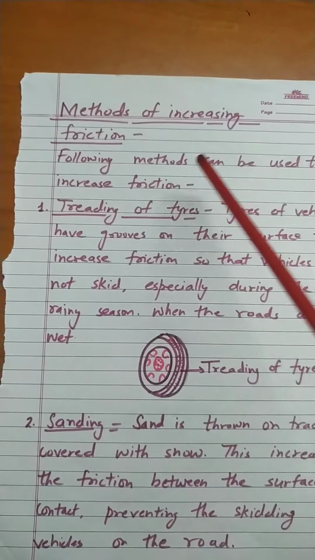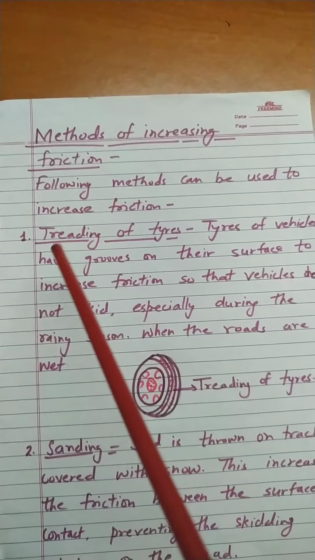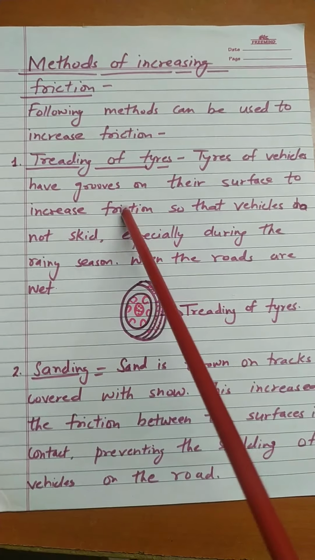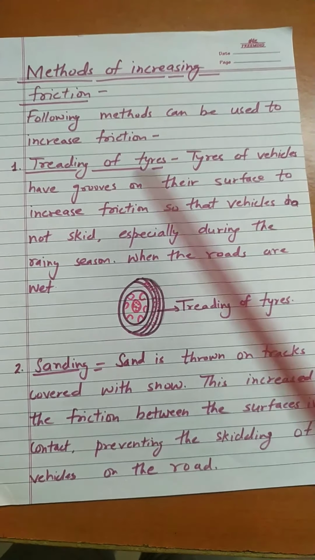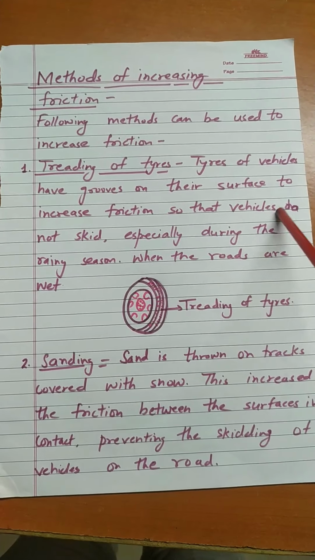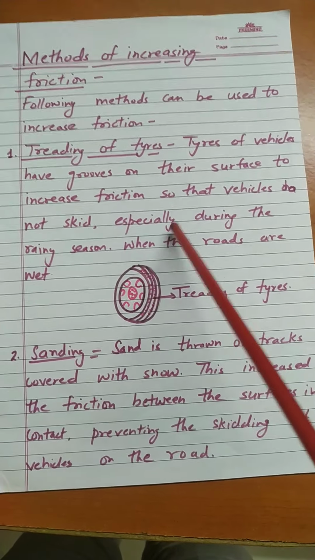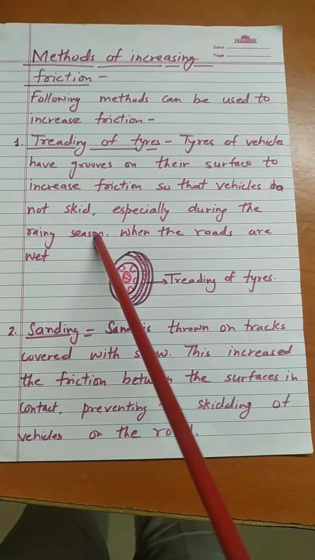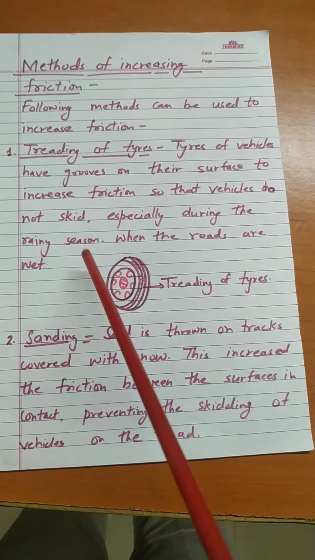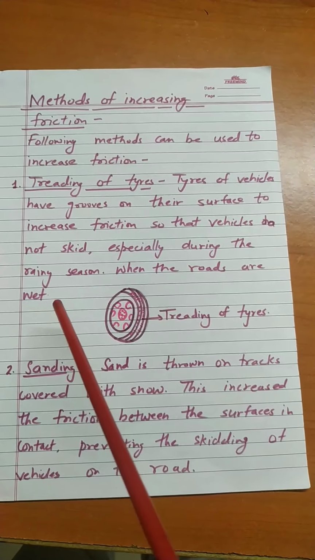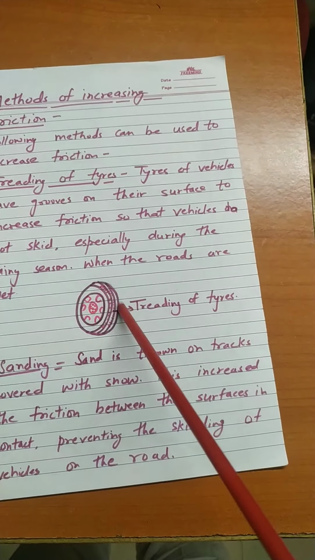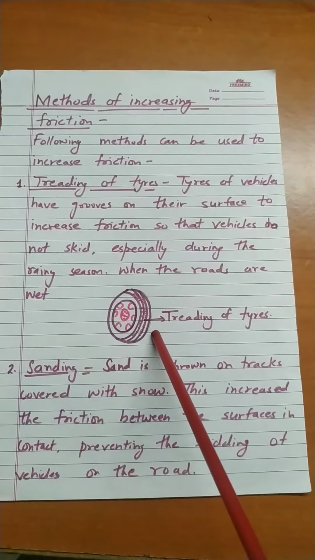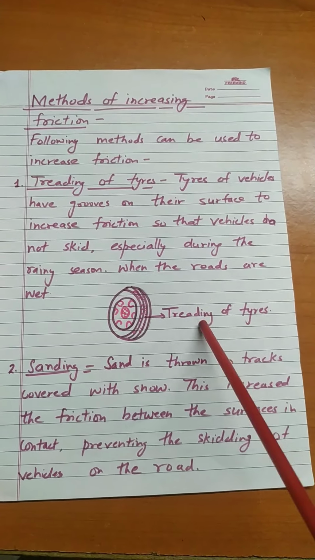These all are methods of increasing friction. Moving on, treading of tires is also done. Tires of vehicles have grooves on their surface to increase friction so that vehicles do not skid, especially during the rainy season when the roads are wet. See, these are treads. The grooves present on the tire are called treads.